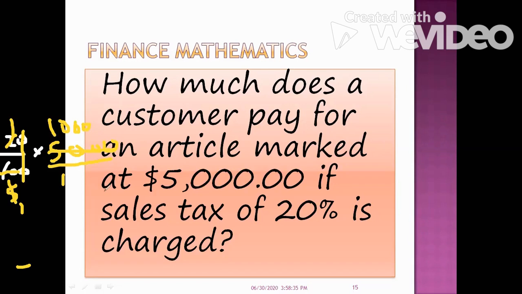All right, so tax means add on. So the tax is $1,000. So to find out how much the customer pays for the article, add the 5,000 to 1,000. So the customer actually pays $6,000.